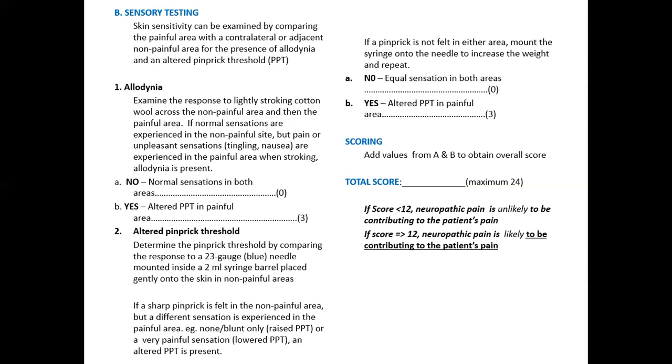If the pain is not felt in both areas, then it means you're not applying enough pressure, because the normal area should at least have a sensation for this. If it's not being felt, now you can put the syringe, usually the 5 cc or the 10 cc, so that you can have more pressure and see whether the patient has got altered pinprick threshold or sensation. So for this altered pinprick threshold, you use either increase or none compared to the normal side.